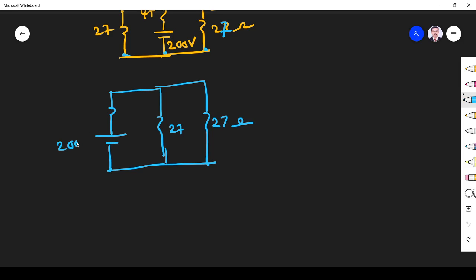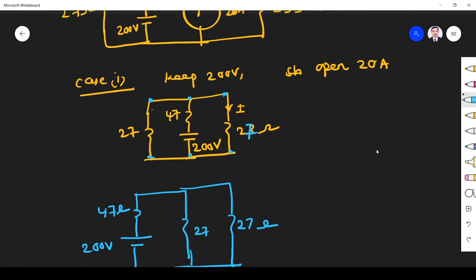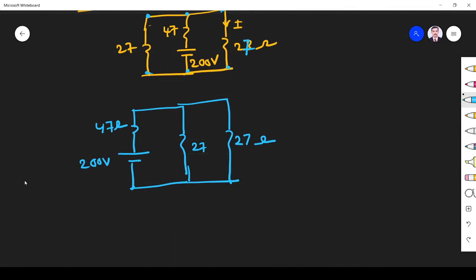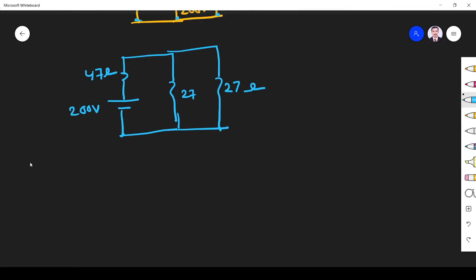This is 200 volt. This is 47 ohm. So what do you have to find? Current through 23 ohm, which is nothing but current through this branch. Current through 23 or current through 27, both are the same. In order to find that, first I find the current supplied by the source. For that I need total resistance, because I is equal to V by R, V is 200 by R total.